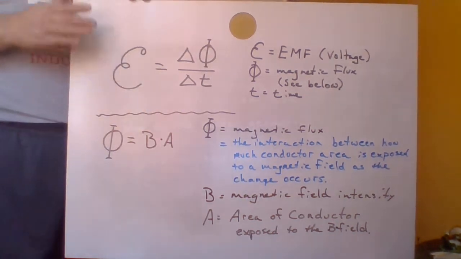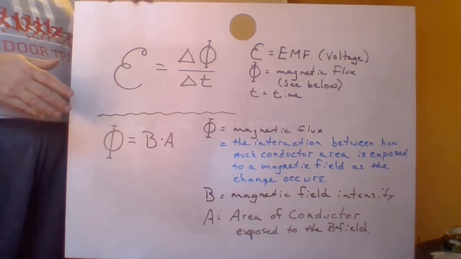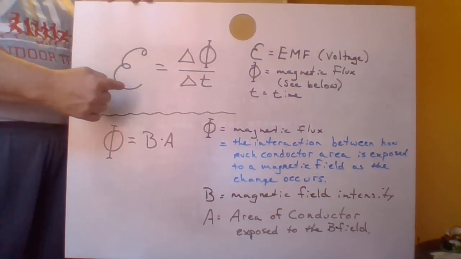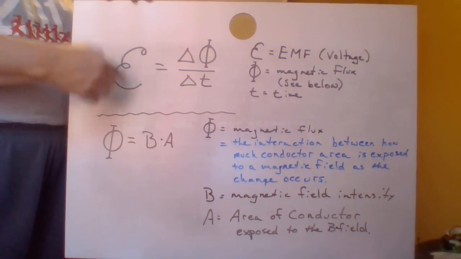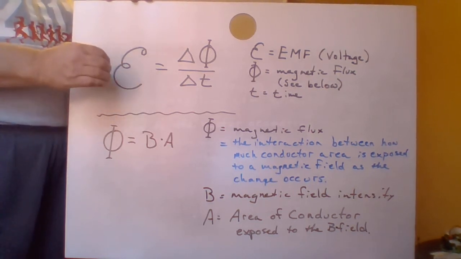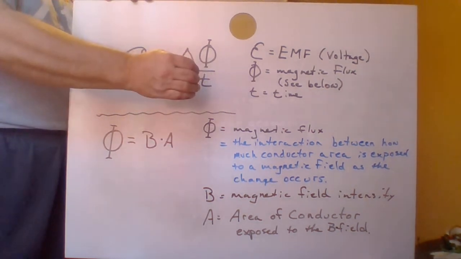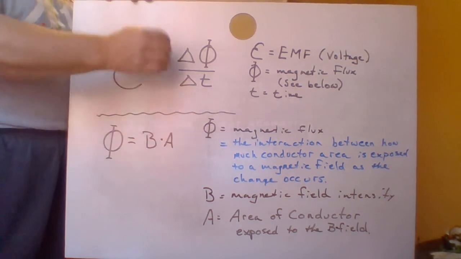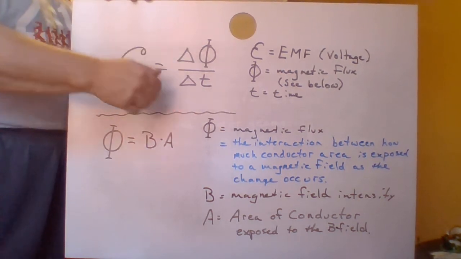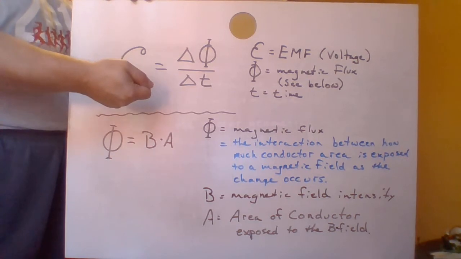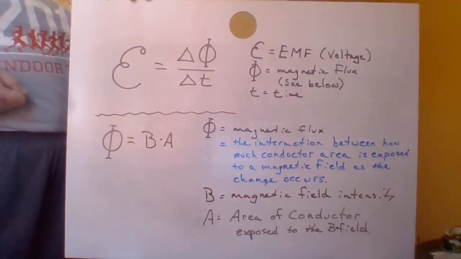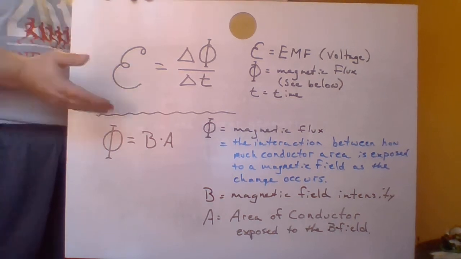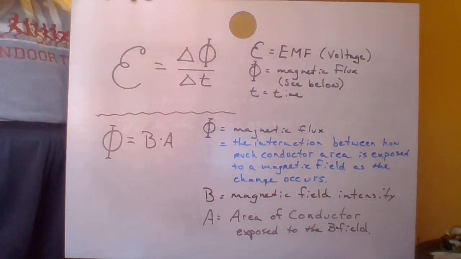Okay? If you get no change, you're not going to generate an EMF. You're not going to generate a voltage. That's why it was when I moved the magnet through the coil that we got a deflection. But if I just sat there with the magnet inside the coil, nothing would happen. It wasn't until I pulled it back out that a change happened. It happened in the opposite direction.